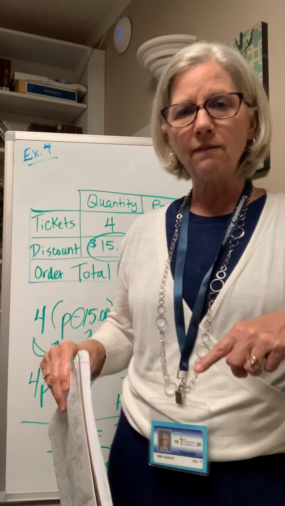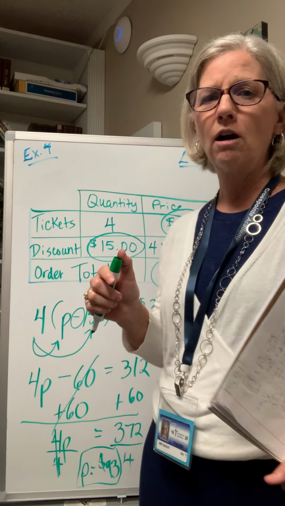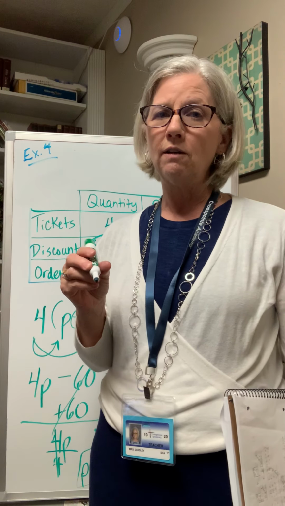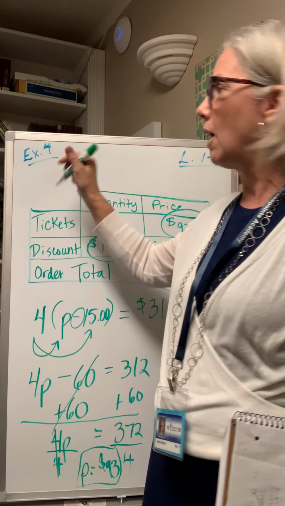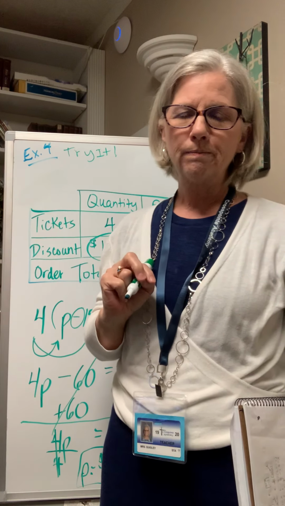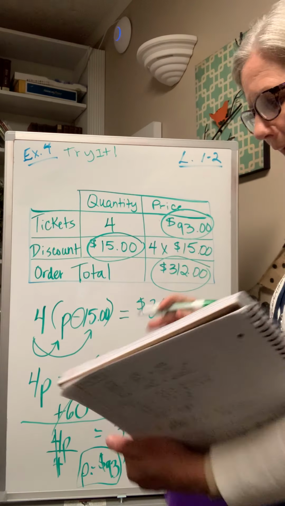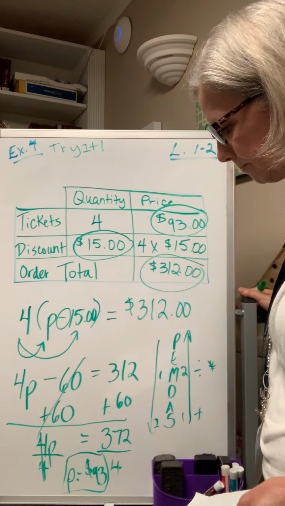Now you can pause the video and try the Try It problem online. It is posted there in Google Classroom, and you can find it. It's 1-2, and you're going to find the Try It example 4. So go ahead and pause the video and work through that, and then you can come back, and I'm going to show you example 5.